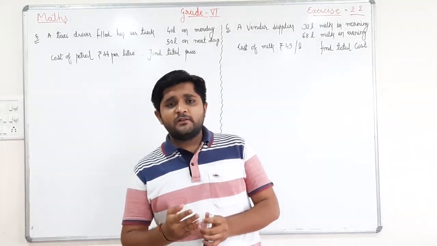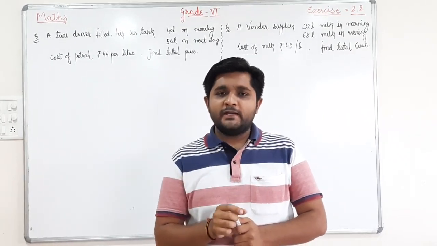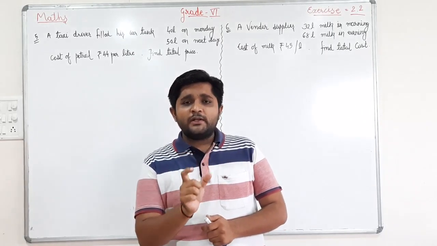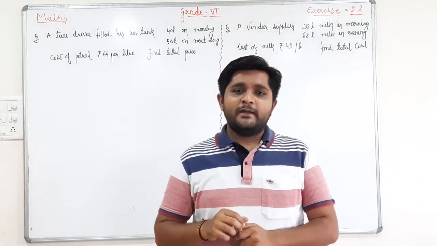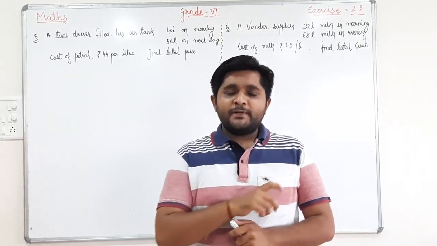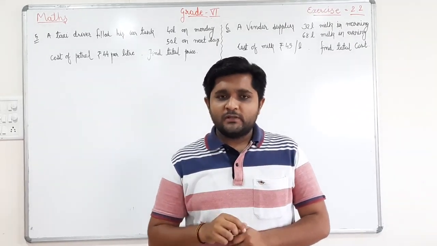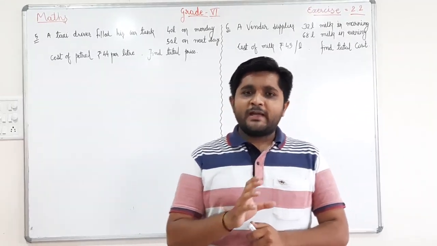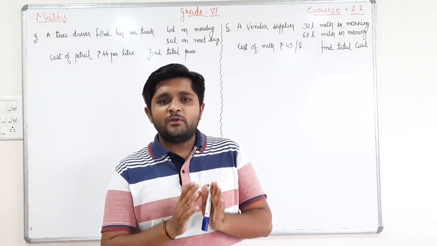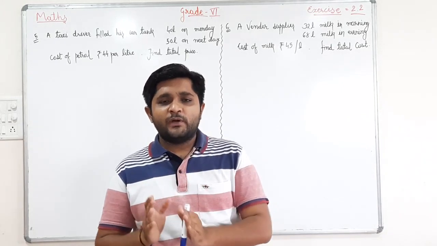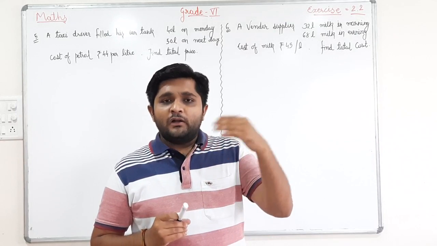Before solving the next question, let me explain some basic idea. Students, if you are going to buy a chocolate from the market and the shopkeeper tells you that one chocolate's price is 5 rupees, and you want to buy 10 chocolates, how many rupees do you have to pay? Simply you do the multiplication: 10 multiplied by 5 is 50. So you have to pay 50 rupees to the shopkeeper.